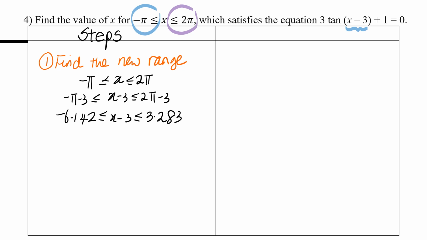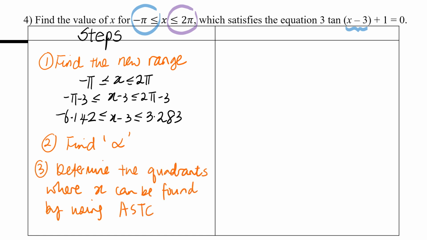All right, step 2, find alpha. Then step 3, of course, is to determine the quadrants where x can be found by using the ASTC. All right, so let's look at the solutions.